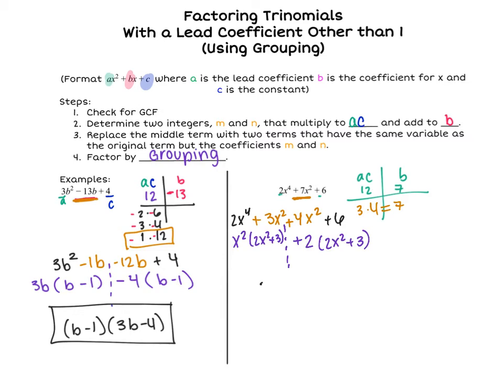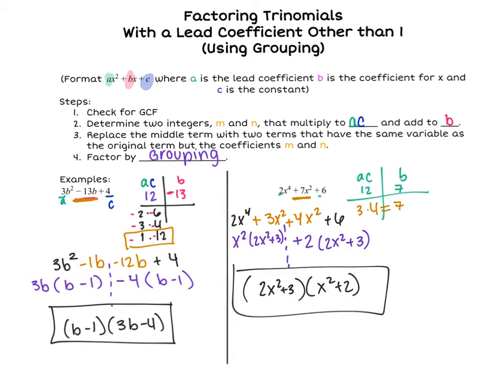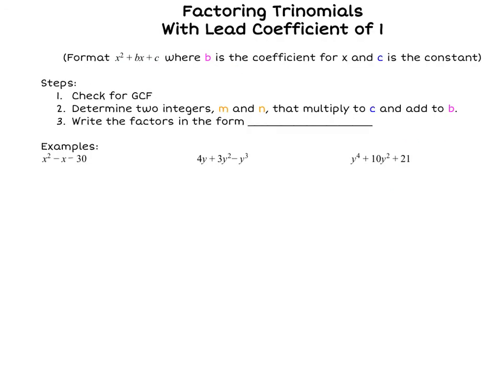And our final answer should be 2x squared plus 3 times x squared plus 2, and none of those factor further, so we are done. And we're going to now practice other types of factoring. Now we're going to consider how to factor trinomials with the lead coefficient of 1. Let's try factoring this type of trinomial the same way as we did before.